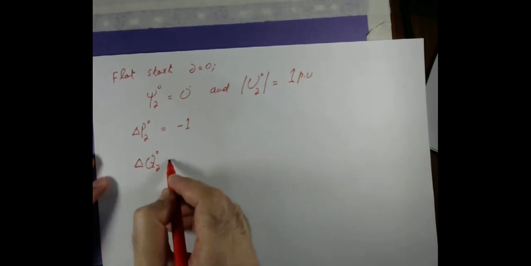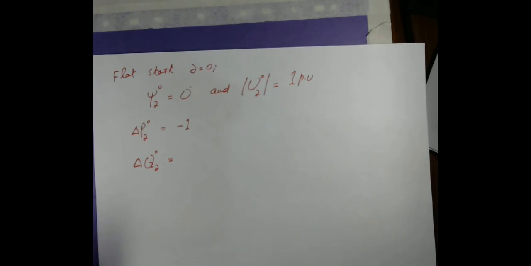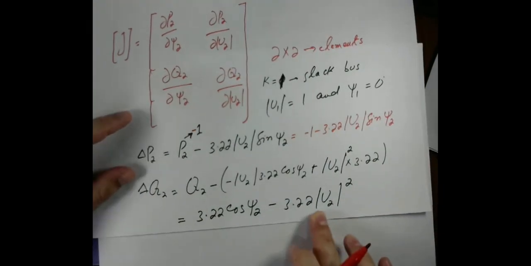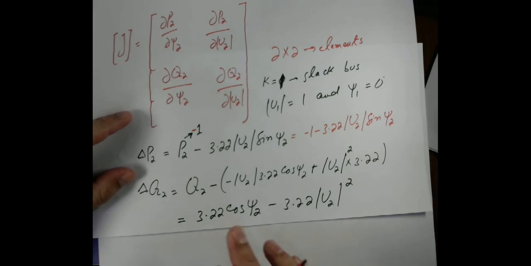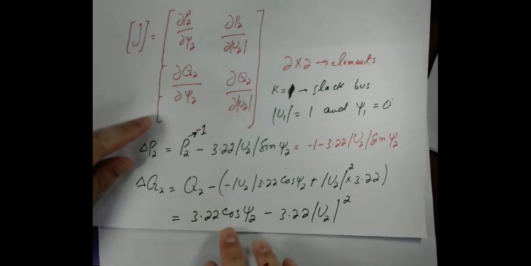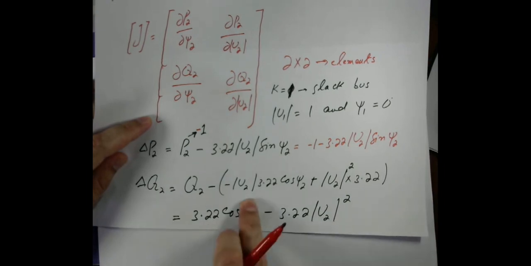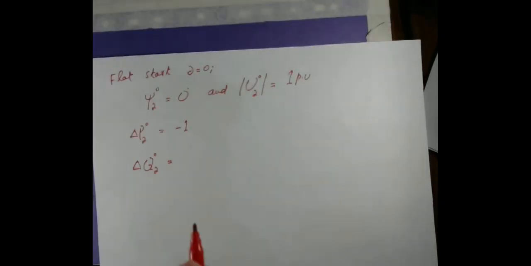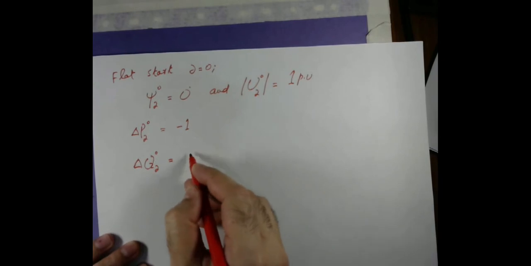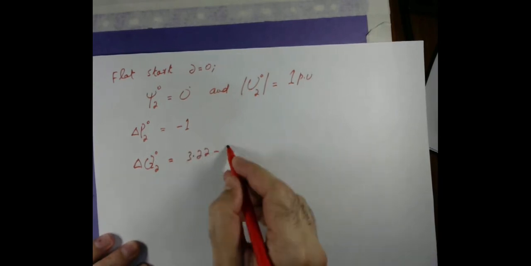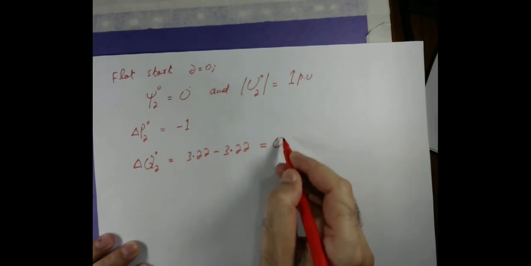And delta Q2 for the initial guess will become, knowing that it is equal to this expression, as psi2 is 0, we made an initial guess, the cosine of 0 is 1, so this will become 3.22, and also U2 magnitude is 1, we have made an assumption. So 3.22 minus 3, as this is also 1. So now delta Q2 will become 3.22 minus 3.22, so that will become 0.